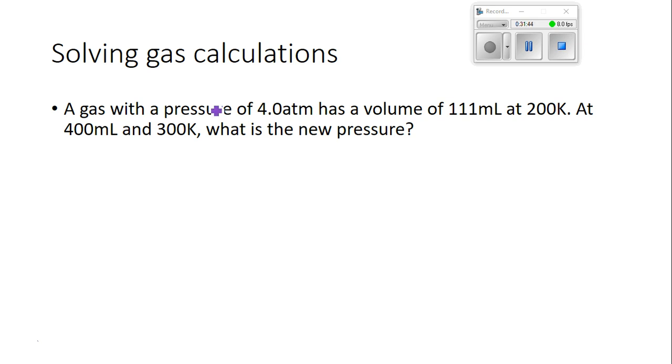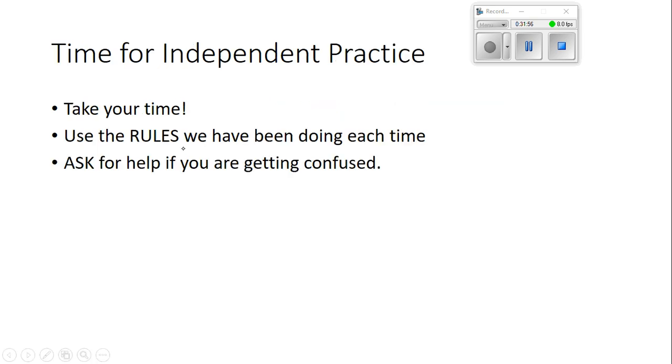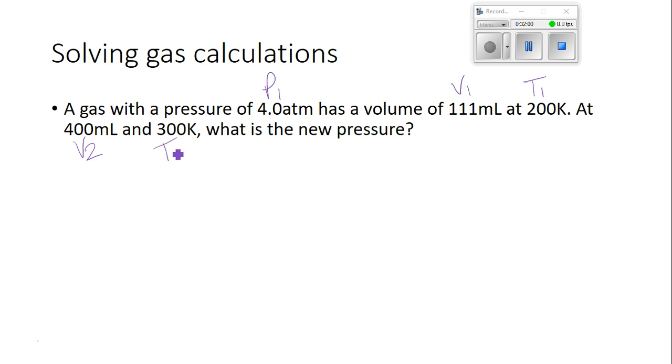All right, a gas with a pressure of 4 atmospheres. So that's my first pressure, and that's my first volume, and that's my first temperature. At 400 milliliters, so that's my new volume, and this is my new temperature. What is the new pressure? So this time I'm solving for P2.